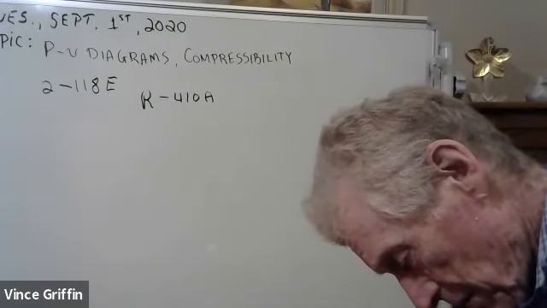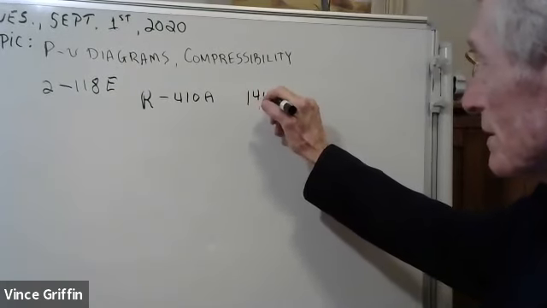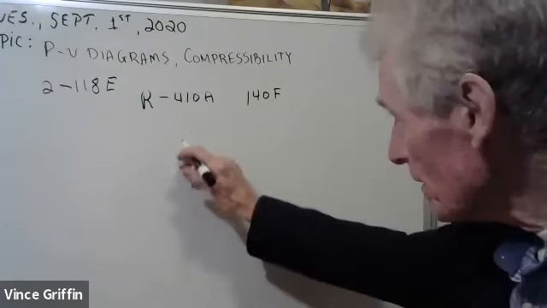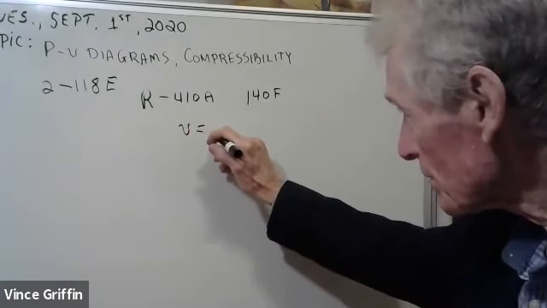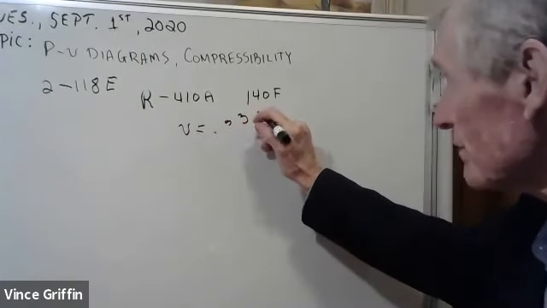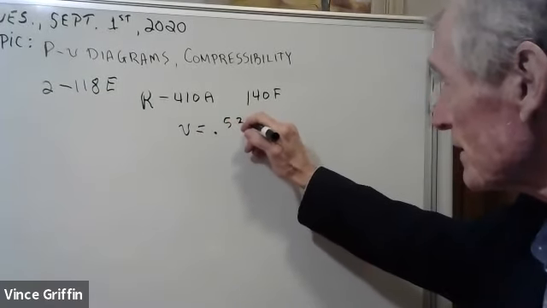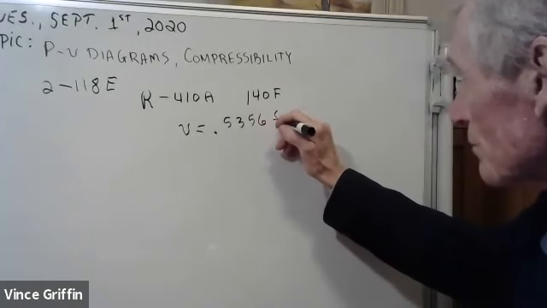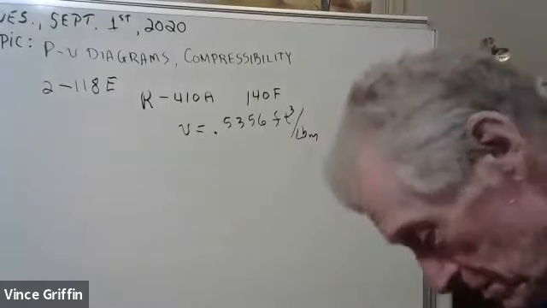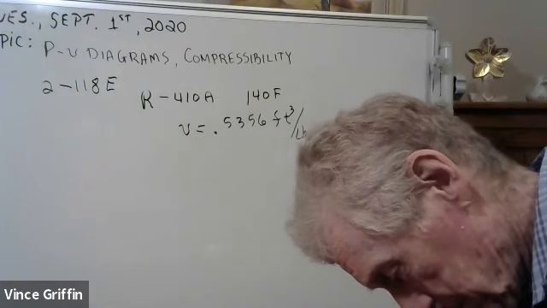And let me write this down. It's 140 Fahrenheit. And they give you the specific volume. It's 0.5356. But see, we're in English. It's cubic feet per pound mass.